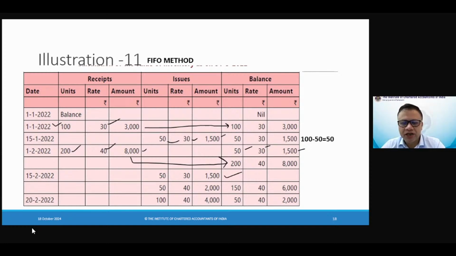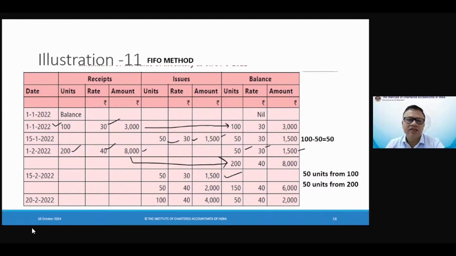If you go to 15th February, what we get is 50 into 30 is 1,500. So 50 units, you have got it from the 100 units which you had earlier, because it is first in, first out. So the first 50 has been used here, and you got 50 into 30, which is 1,500. Next 50, you again get from 200, because our problem was on 15th February, we issued 100 units. So 50 units from the first 100 lot, and then you take 50 from the next 200 lot.